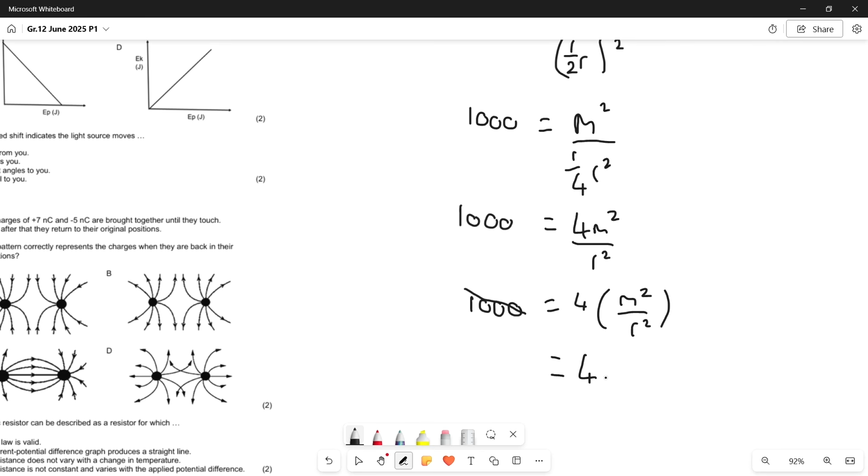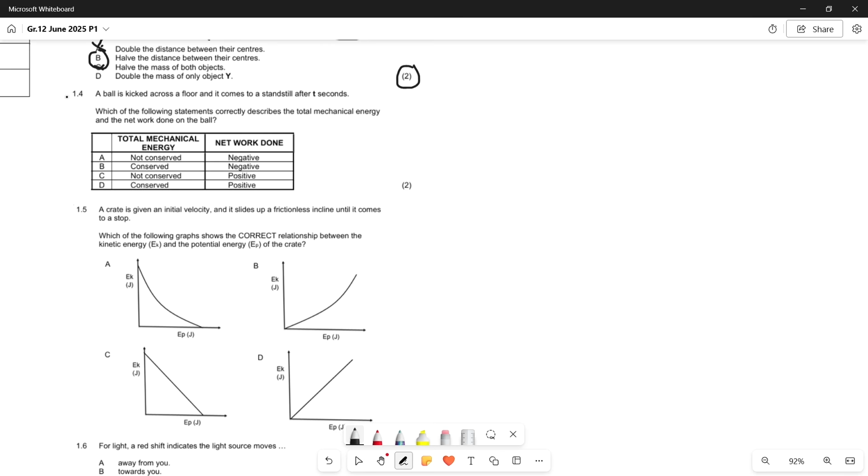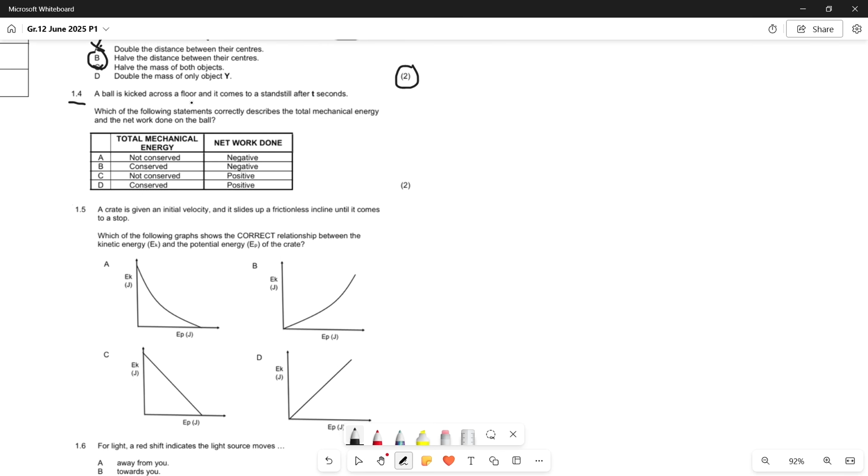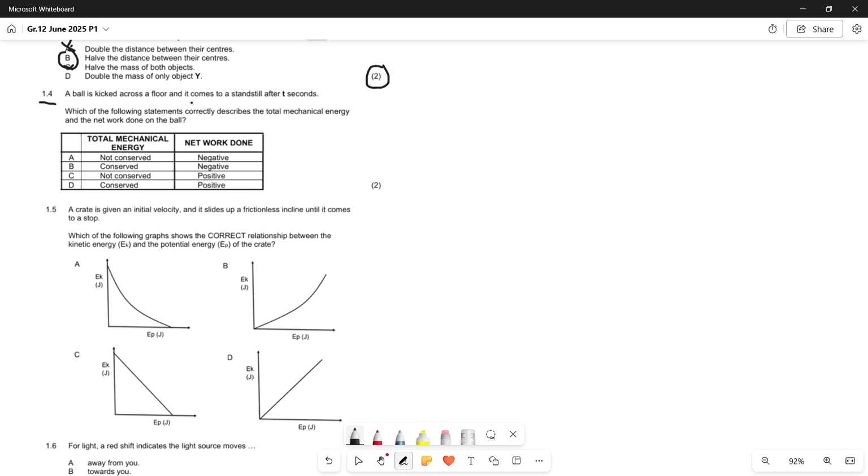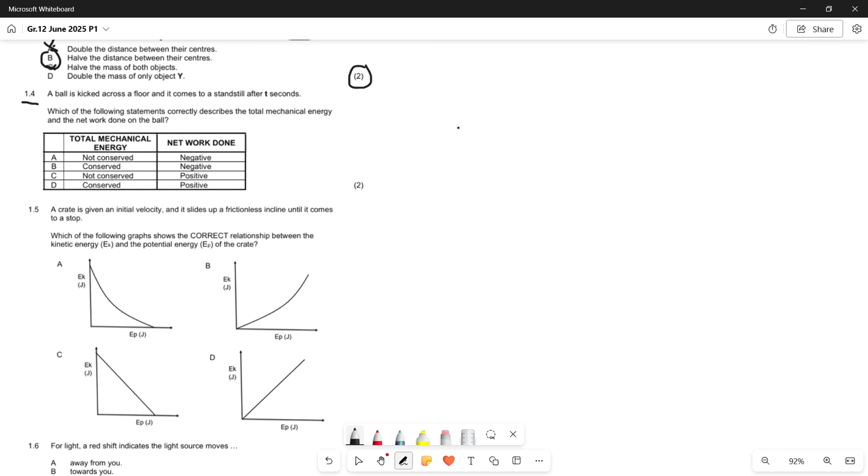So if we now have 4 multiplied by this representing 1,000, we plug 1,000 into there and we end up with an answer of 4,000 newtons. And this is our final answer. So 1.4, it says a ball is kicked across a floor and it comes to a standstill after t seconds.